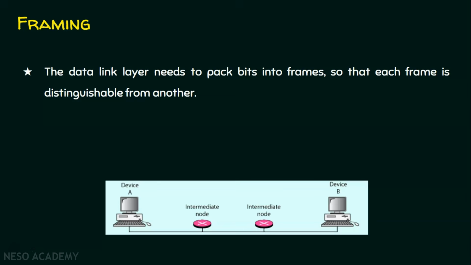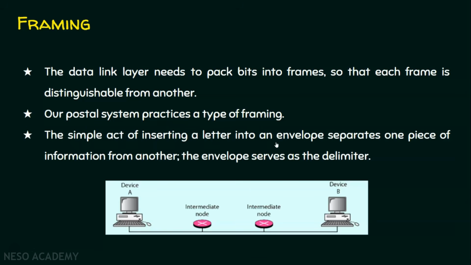So far we have seen an informal analogy. We will see a formal analogy now. Our postal system practices a type of framing. The simple act of inserting a letter into an envelope, where this envelope is going to be the frame. If we have letters, we insert those letters into envelopes and this envelope separates one piece of information from another. So here each letter is distinguishable by using this envelope because the envelope serves as the delimiter. Likewise, in computer networks also we need some techniques in order to distinguish one frame from another. So this is what we call framing. The first service of the data link layer is framing. We will move on to the second service now.